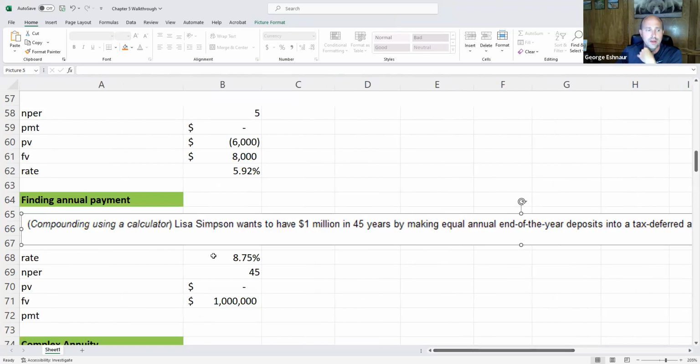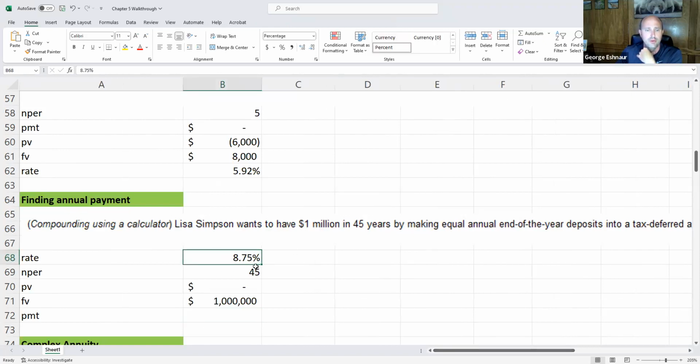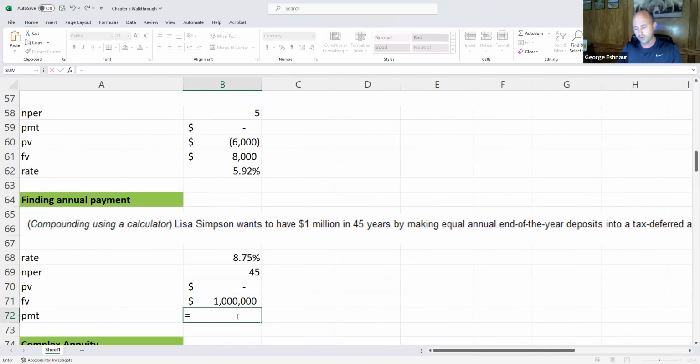Okay, so we have our rate, our number of periods. We want $1 million in the future, and our present value is 0, because what we're going to be doing is making end of year deposits to drive us up to that $1 million at the end of 45 years.